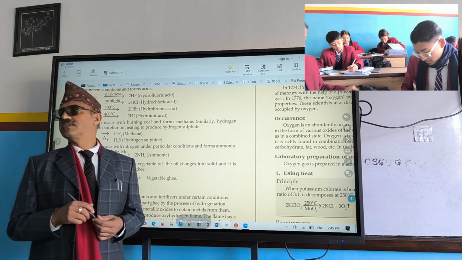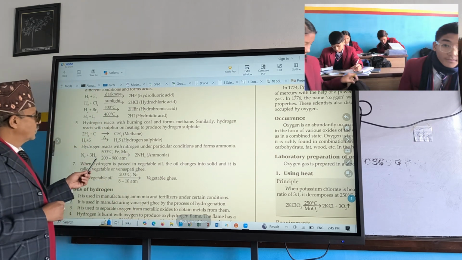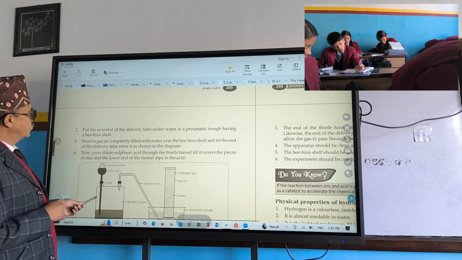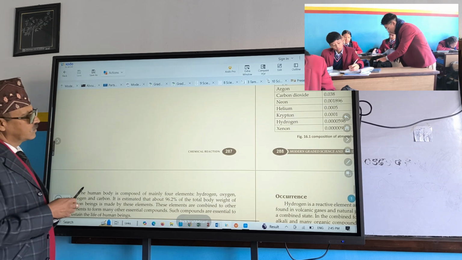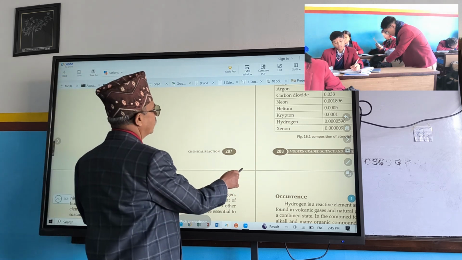Write any two physical properties of nitrogen gas. Write any two physical properties of nitrogen gas. Question number two.